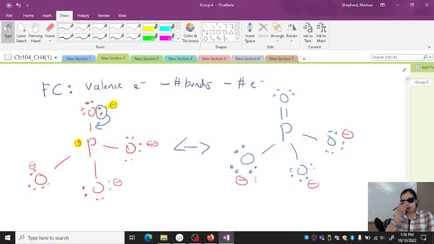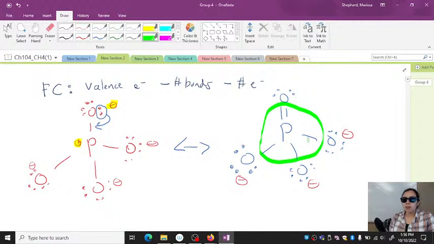And then we can also note, how many total electrons does phosphorus have? So how many does it feel? It should be greater than 8 since it's expanded octet. So you're just looking at the ones that it feels. So it should be 10, right?